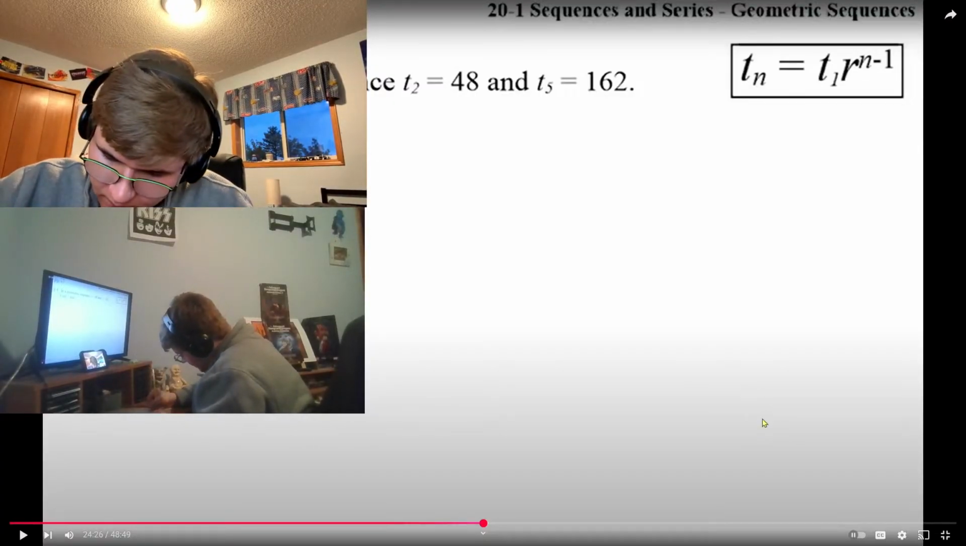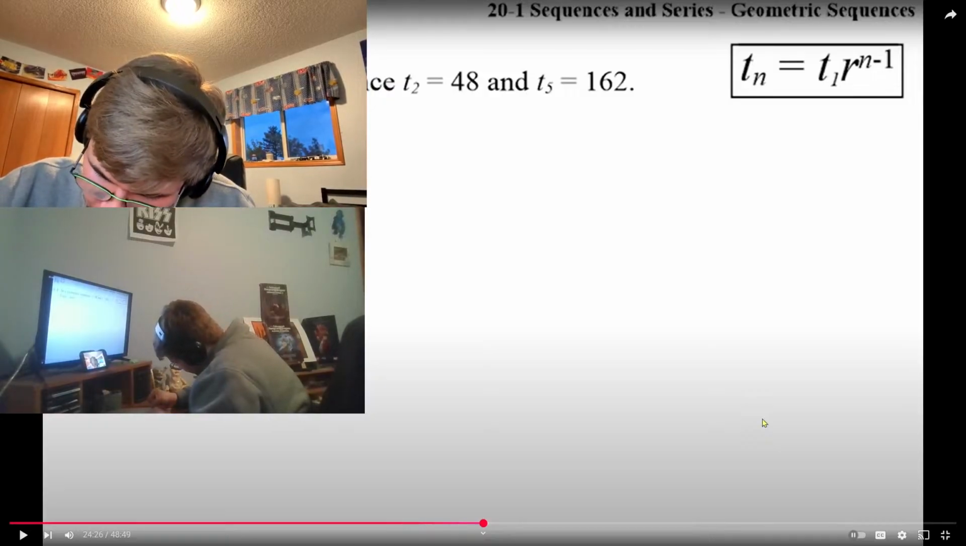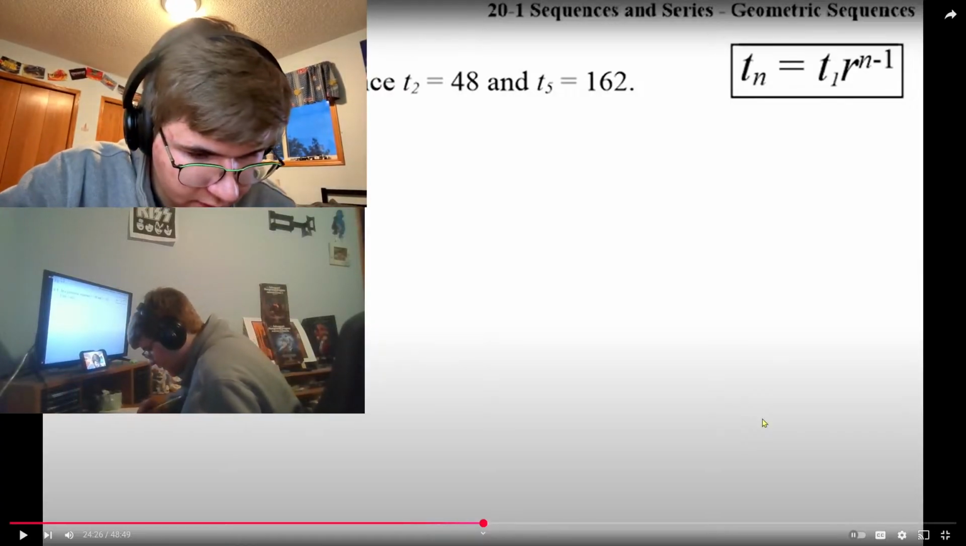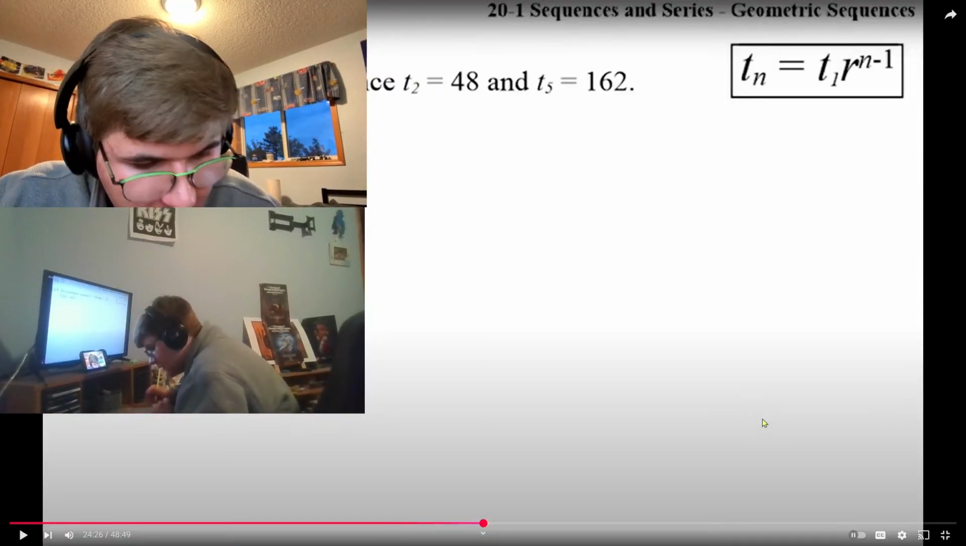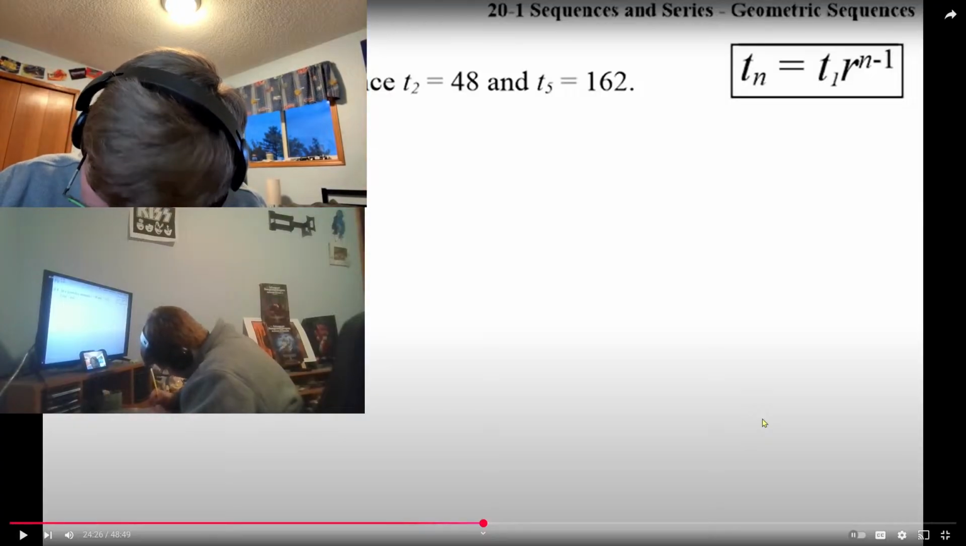Term 1 times R to the 162 is equal to 48 R to the 3. 162 divided by 48 is just 27 over 8.